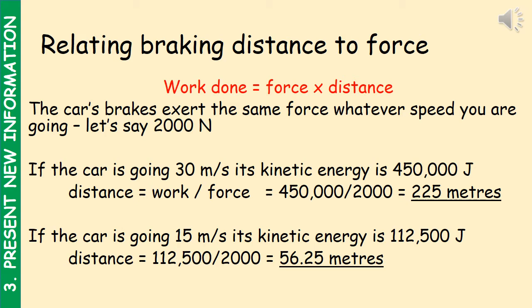If our car is going at half the speed, at 15 meters per second, we know its kinetic energy is a quarter, that's 112,500 joules. The distance we work out is the 112,500 divided by the 2,000, and that gives us a stopping distance of 56.25 meters. You'll notice that the stopping distance has gone from 225 to 56.25. It's gone to a quarter of the stopping distance, whereas the speed has gone from 30 to 15, so it has halved.